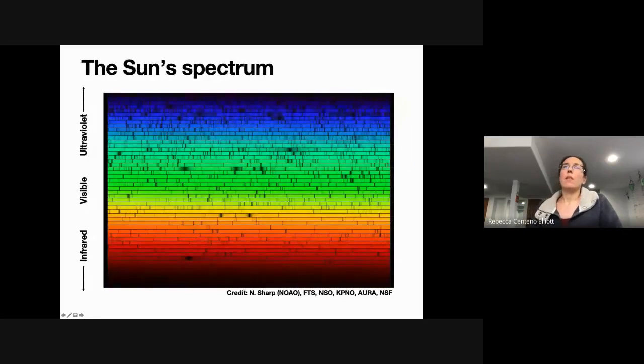So when we take the light from the sun and spread it out into all of its different colors, what we get is an image of the sun's spectrum. And the sun's spectrum is littered with thousands and thousands of black lines that we call spectral lines. These are places where light of very specific colors is missing. And these are just the fingerprints of the atoms and the molecules that compose the sun's atmosphere.